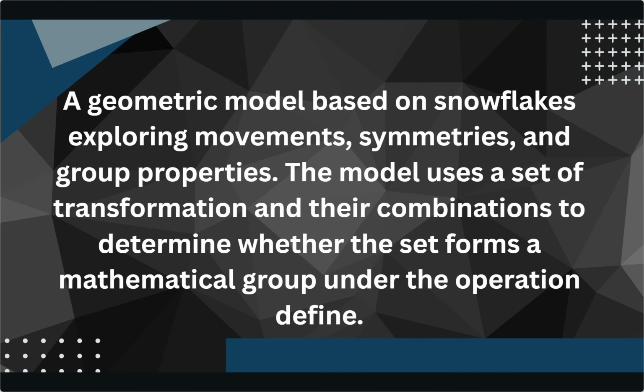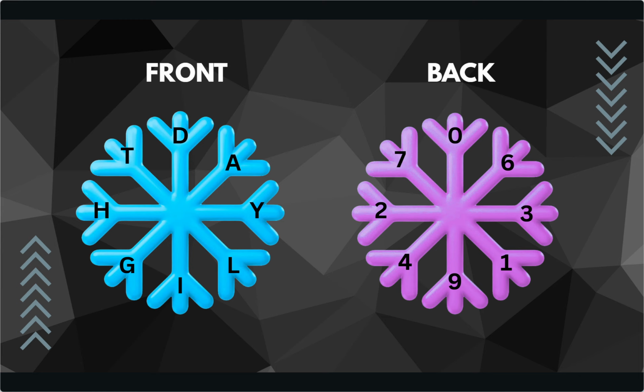A geometric model based on snowflakes, exploring movements, symmetries, and group properties. The model uses a set of transformations and their combinations to determine whether the set forms a mathematical group under the operation defined. And this is our model. In the front of the model, we have elements D, A, Y, L, I, G, H, T. And at the back of our model, we have elements 0, 6, 3, 1, 9, 4, 2, 7.